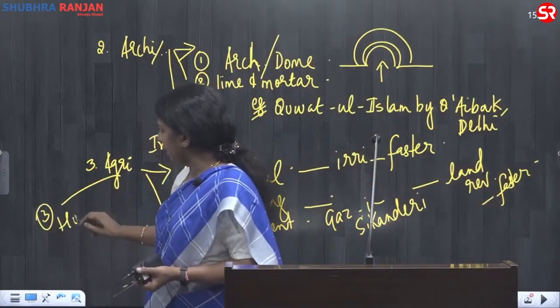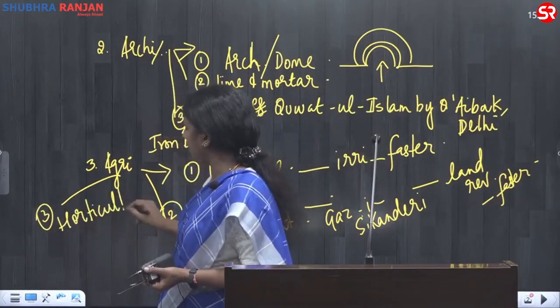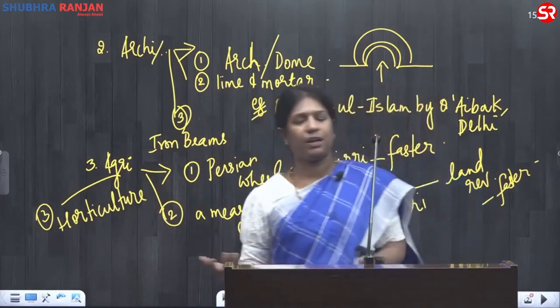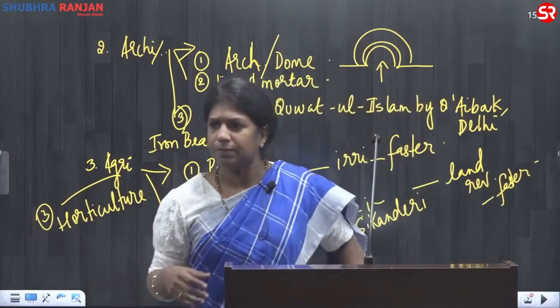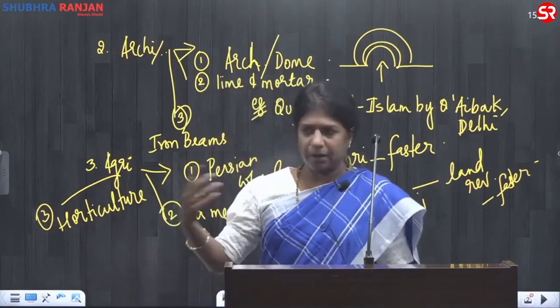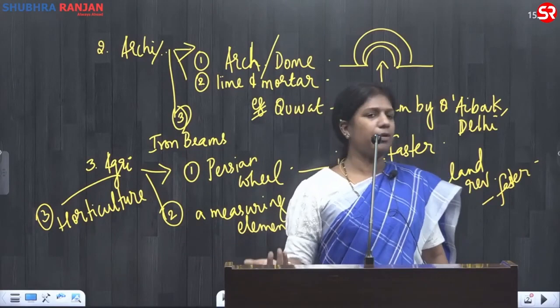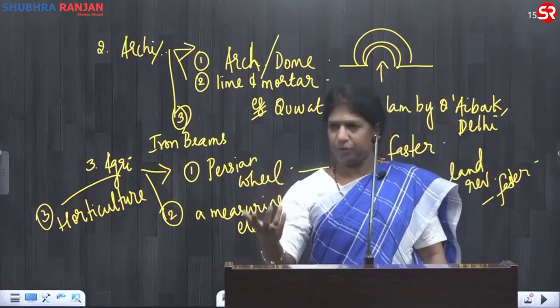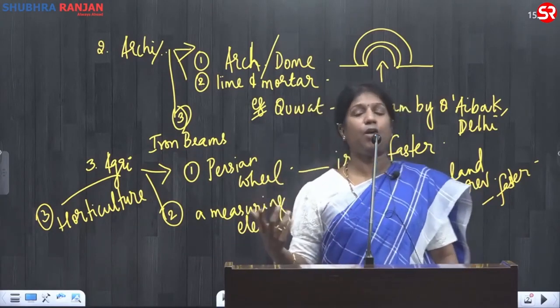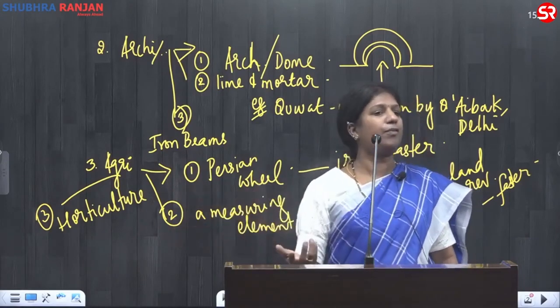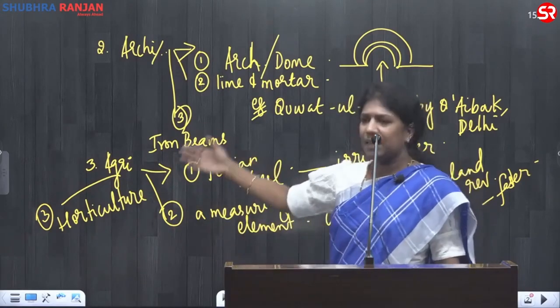Firoz Shah Tughlaq introduced the concept of horticulture. So many elements. Are you getting the concept of horticulture? What's horticulture? Fruits and flowers. Are you getting it? So the concept of lots of tulips, lots of special varieties of flowers, were actually sown in the palace of Firoz Shah Tughlaq. So all these started developing.